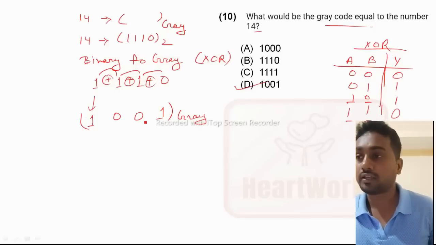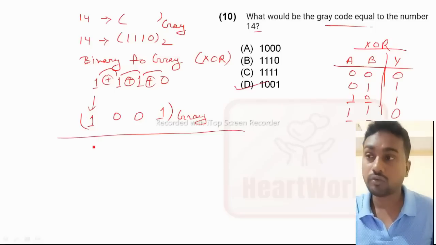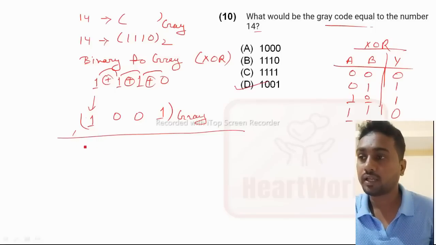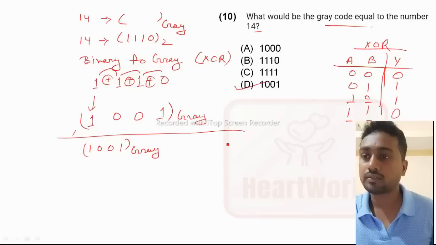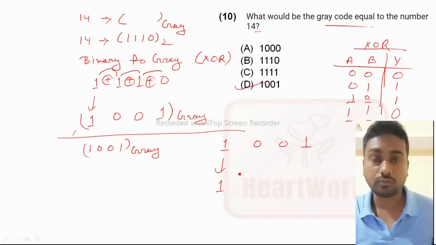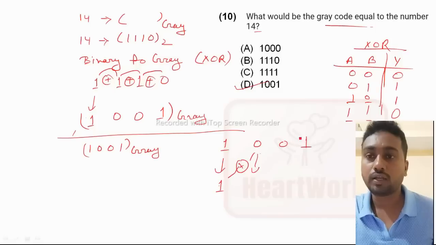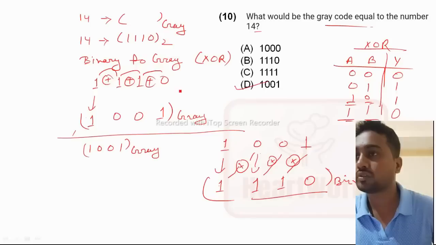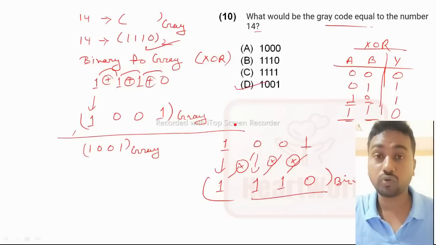Suppose the question comes as gray to binary. You have to convert gray to binary. How will you convert it? We'll take the same example. Say we have the number 1001, which is gray, and we have to convert it to binary. The MSB comes the same, it is 1. Now you perform XOR operation like this: 1 XOR 0, output is 1. Now again XOR between this 1 and 0, which gives 1. Now again XOR of 1 and 1, output is 0. So this is the binary number. It is the same as our question here. So like this you have to perform binary to gray or gray to binary.